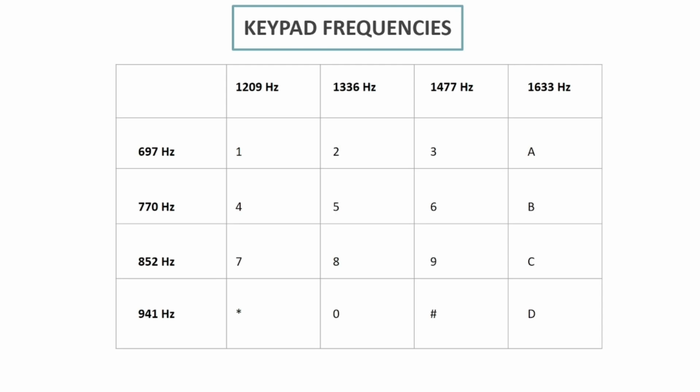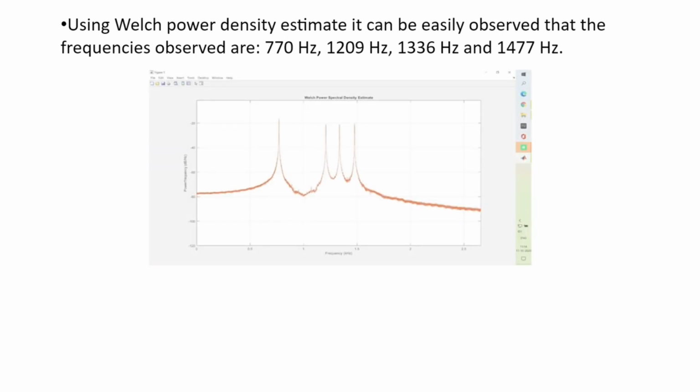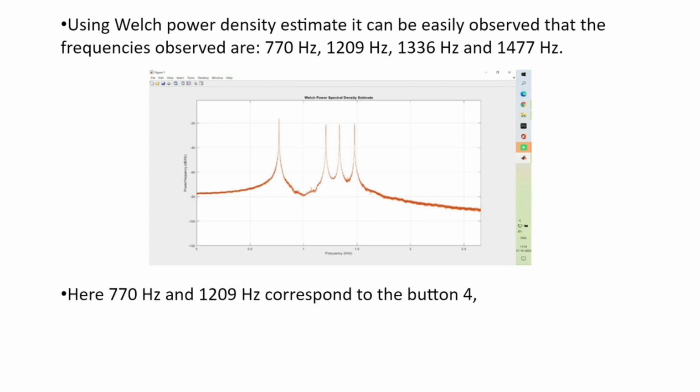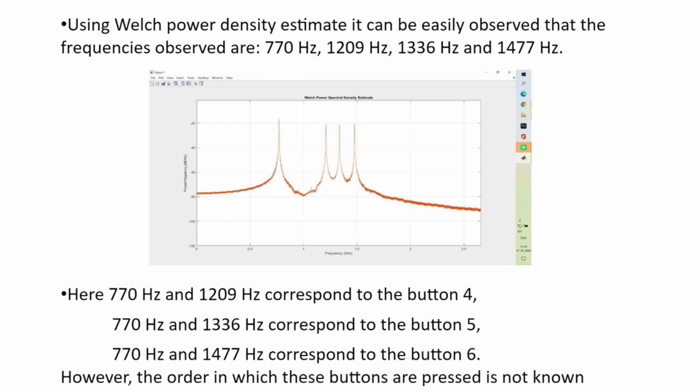As explained in the previous slide, each button is a unique combination of two frequencies. Using MATLAB, we will plot the power density versus frequency for the signal. In the graph, it can be seen that there are 3 peaks. Here, 770 Hz and 1209 Hz correspond to the button 4, 770 and 1336 Hz correspond to the button 5, and 770 and 1477 Hz correspond to the button 6. What we don't know is the order in which these buttons are pressed.